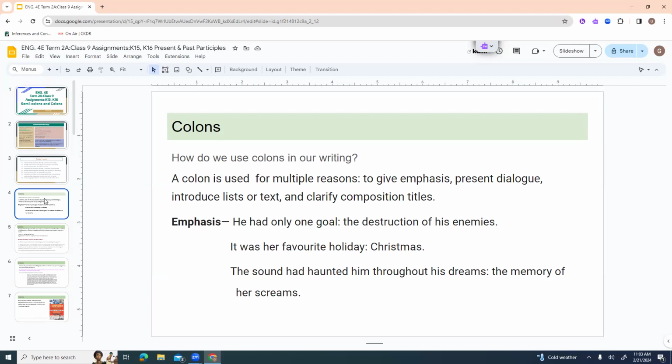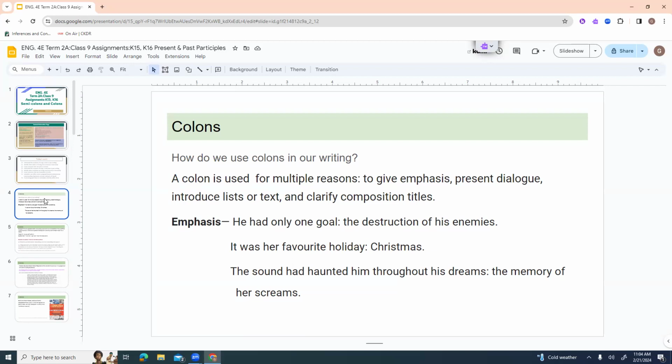So for emphasis, it's when you've got a whole sentence and you're leading up to a concept and then you announce the concept. So here's an example: He had only one goal: the destruction of his enemies. It was her favorite holiday: Christmas. The sound that had haunted him throughout his dreams: the memory of her screams.